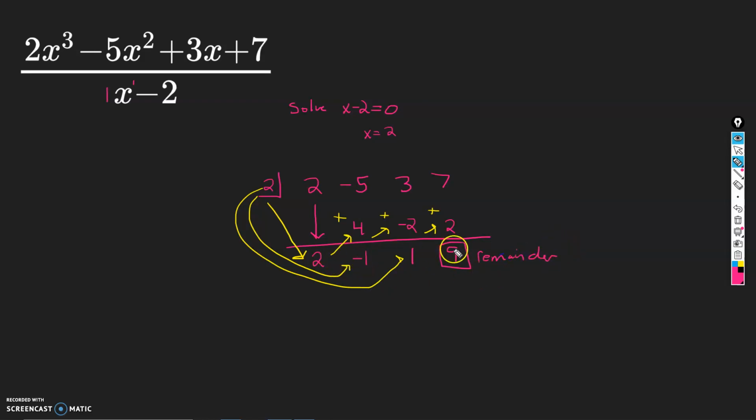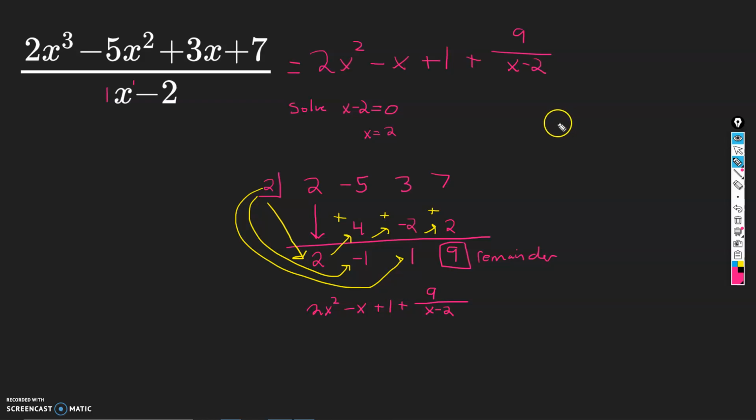Now I have the coefficients, so let me reconstruct the polynomial. I always start with 1 less power. So this is going to be 2x squared minus 1x plus 1, plus, and I did plus because that's positive 9. We always write the remainder as a fraction: 9 over x minus 2. The remainder is always the remaining number divided by whatever your divisor is. So this divided by this equals 2x squared minus x plus 1 plus 9 over x minus 2. And this here would be our final answer.